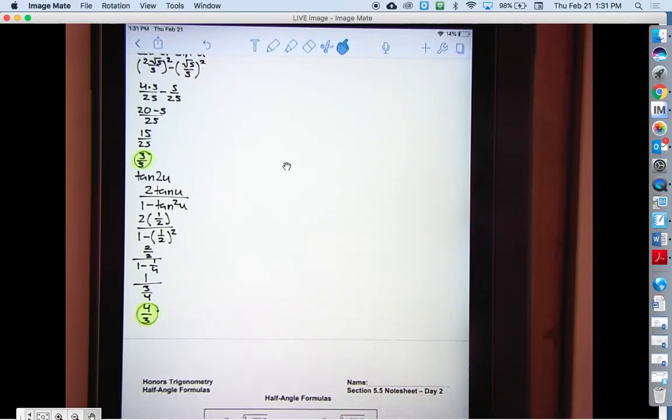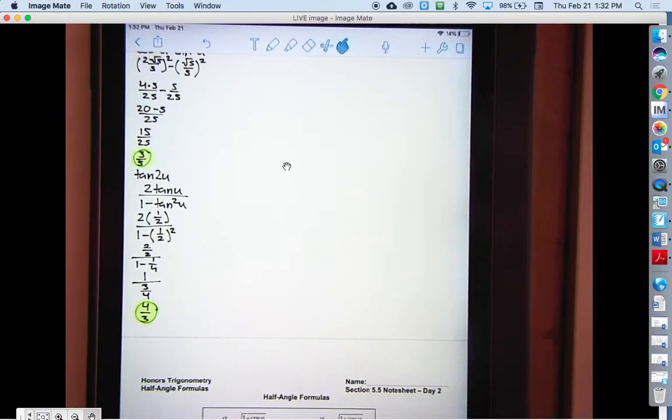And then when you're doing tangent 2u, you start off with the equation of 2 tangent u over 1 minus tangent squared u. And so the tangent is 1/2, like it said in the problem. So it's 2 times 1/2, and then 1 minus 1/2 squared. So 2 times 1/2 is just 2 over 2, so 1. And then 1 minus 1/4. And so it'd be 1 over 3/4. And 1 over anything is just the reciprocal, so you switch it, and so it's 4/3.